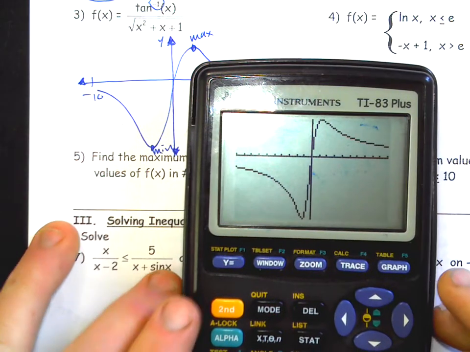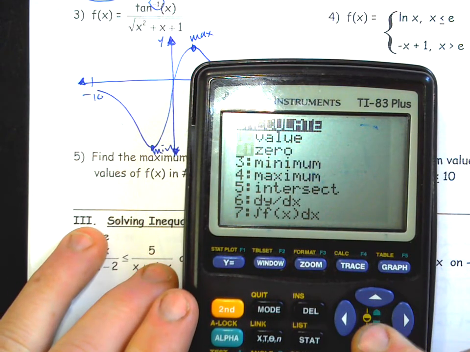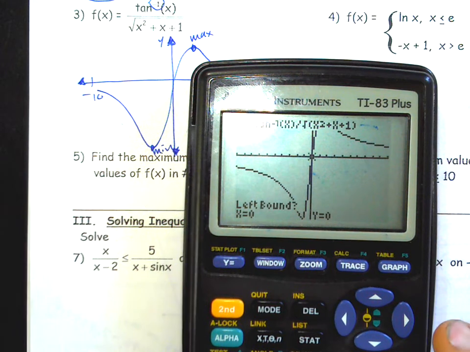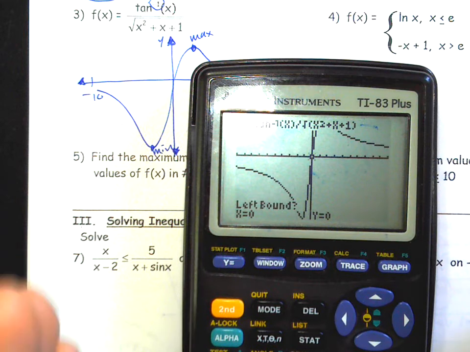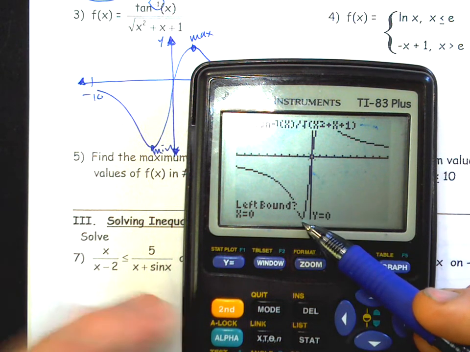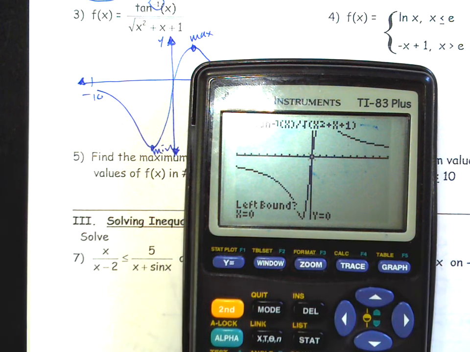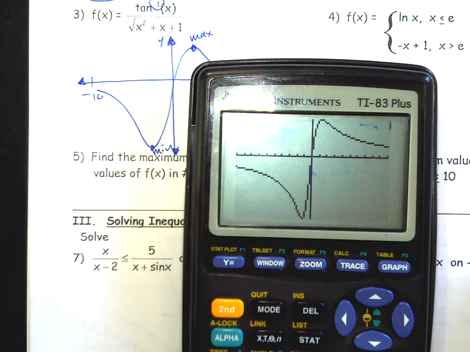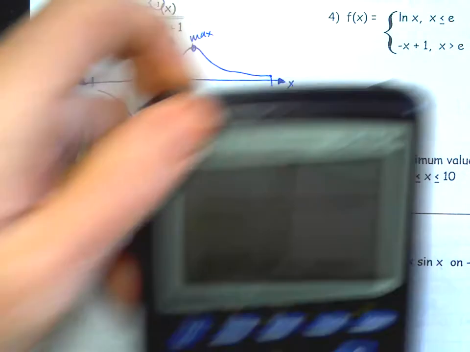So we do second calculate min. Now you've got to tell it where to look for it. And the more narrow of an area you give it, the quicker it can find it. So, I mean, this one looks like it's around -1 or -2. So I might say, oh, let's look from -4 to 0 and guess -2. It doesn't have to be perfect or anything, but that's pretty good. Let's write that down.